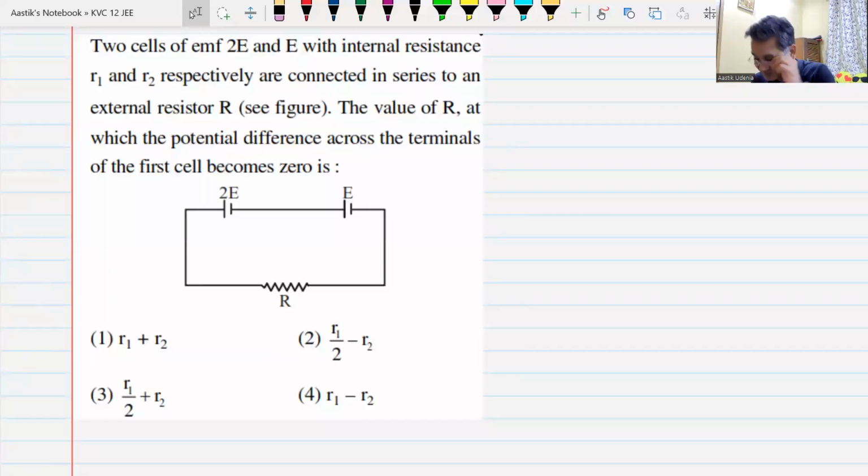How are you supposed to do this? If I just call the resistance here, resistance of this one is R1, the resistance of these two is R2.